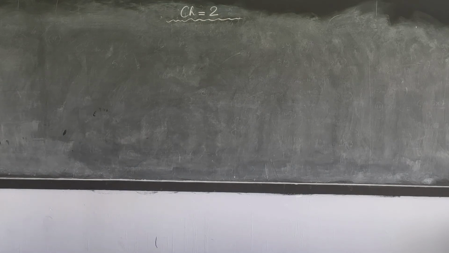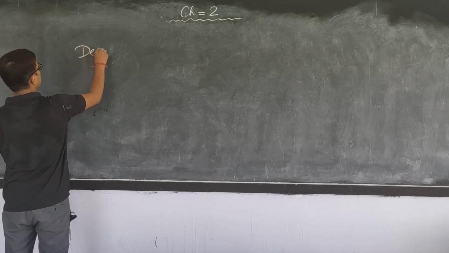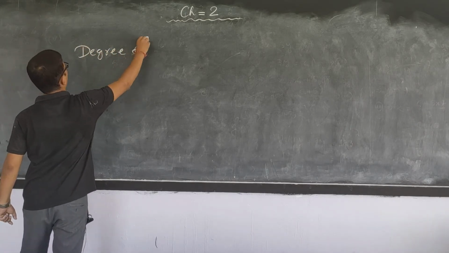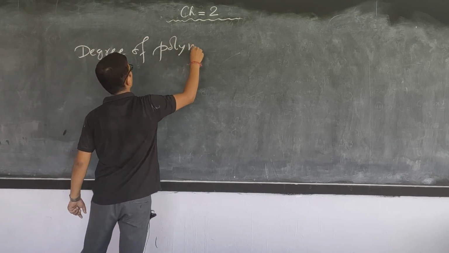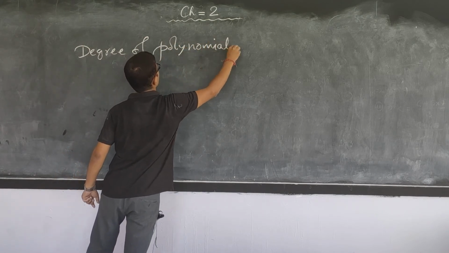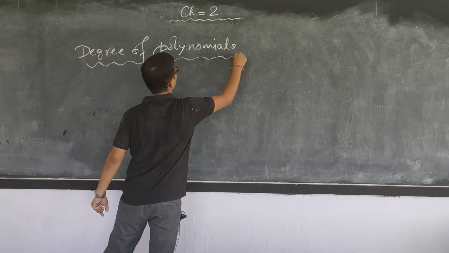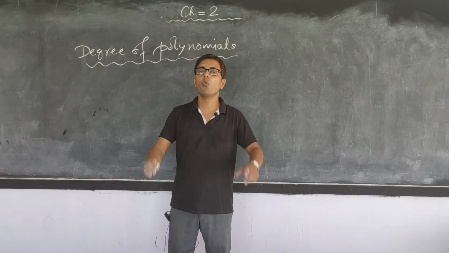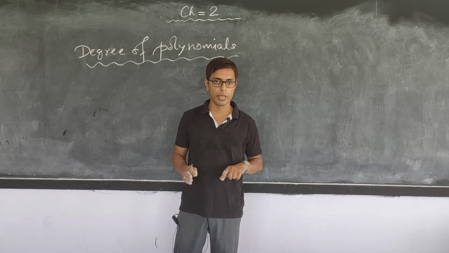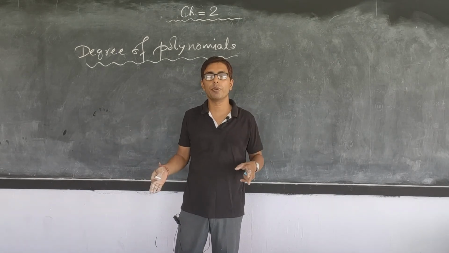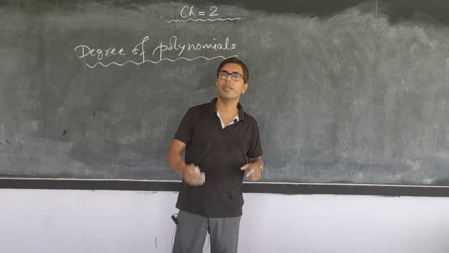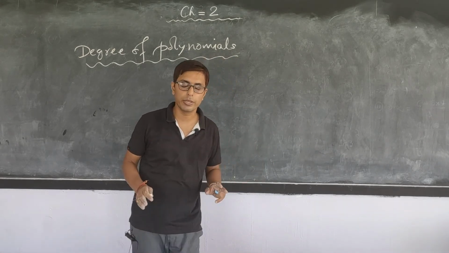Degree of a polynomial. Okay, in case of polynomial in one variable, the highest power on the variable is called the degree of the polynomial. All right, degree of the polynomial, let us understand. D-E-G-R-E-E, degree of polynomial. If a polynomial is carrying only one variable, that means polynomial in one variable, then degree of such polynomial is the power on the variable. Direct the power on the variable is called the degree of the polynomial.